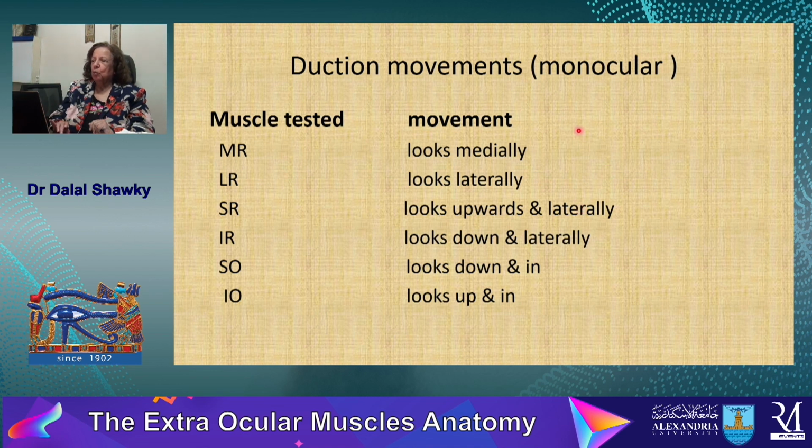Duction movement, or the monocular movement, we test the medial rectus. Medial rectus is causing adduction, looks medially. Lateral rectus causing abduction, tested by looking laterally. Superior rectus up and out. Inferior rectus down and out. Superior oblique, down and in, inferior oblique, up and in.